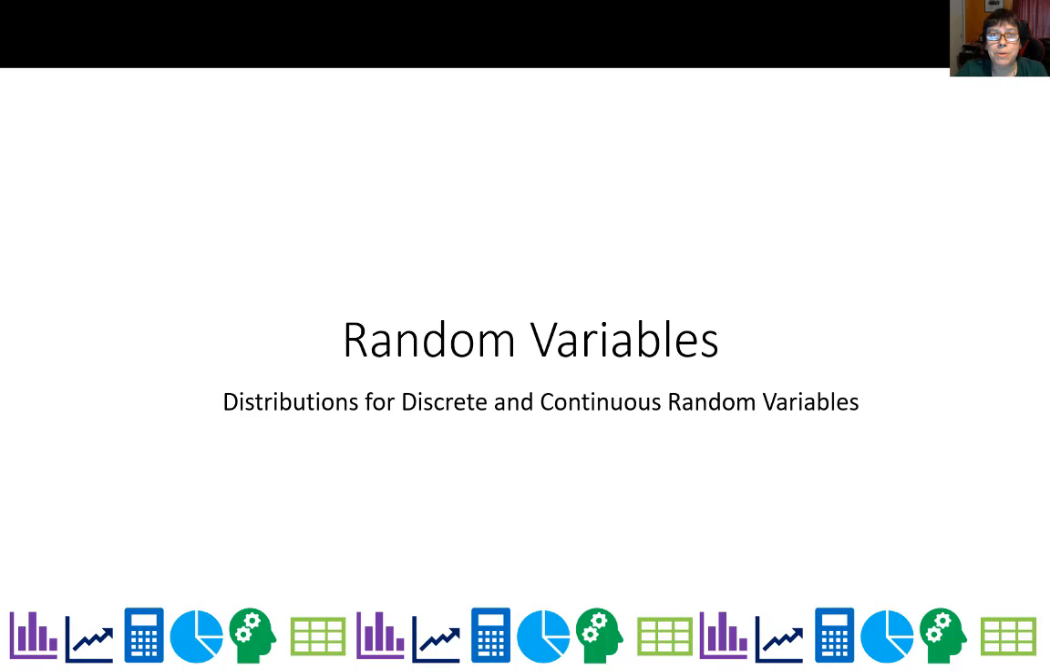Two random variables walked into a bar, but they thought they were being discrete, but I heard them continuously chatter. Get it? Discrete and continuous?